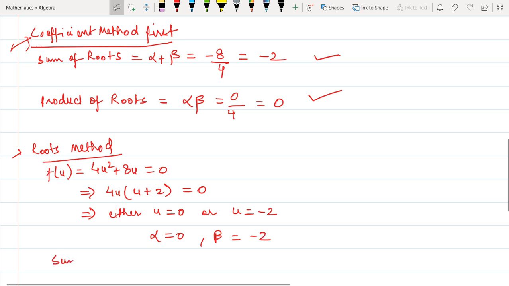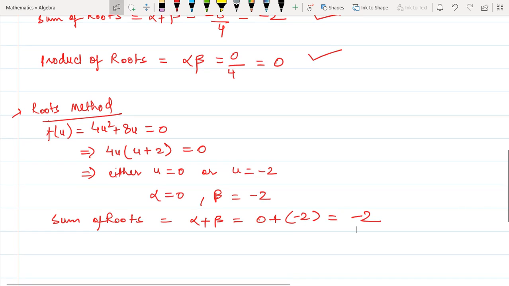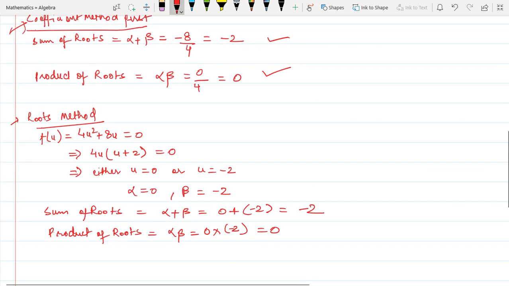Now you see, sum of roots, alpha plus beta, is equal to 0 plus minus 2, that is minus 2, and the product of roots, alpha beta, is equal to 0 into minus 2, that is equal to 0. And this is exactly what I received here from the coefficient method. Sum of roots is minus 2, product of roots is 0, and here also sum of roots is minus 2 and product of roots is 0.